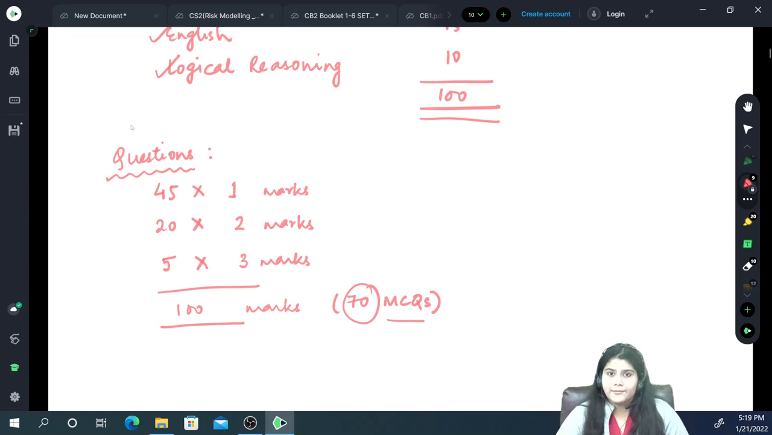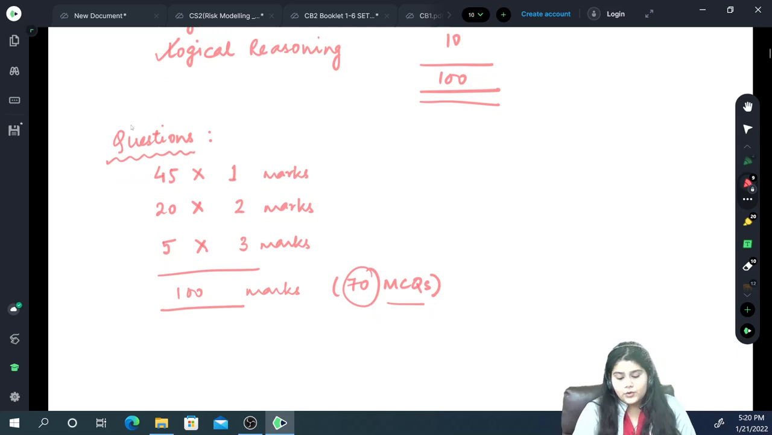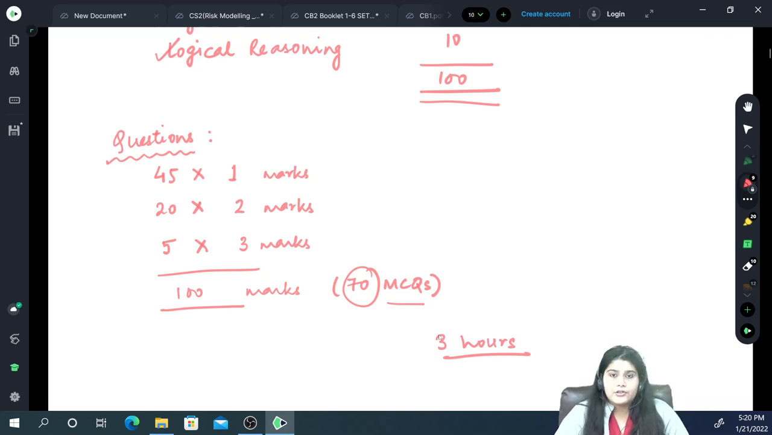Because there is no negative marking, if by chance you get the correct answer, you will be awarded 1 mark. And if you choose the wrong answer, you have nothing to lose. So make sure all of you attempt the entire paper. You have 3 full hours to attempt the paper. And usually this time is sufficient, provided you have given enough mocks, you have practiced well, and you do not panic.